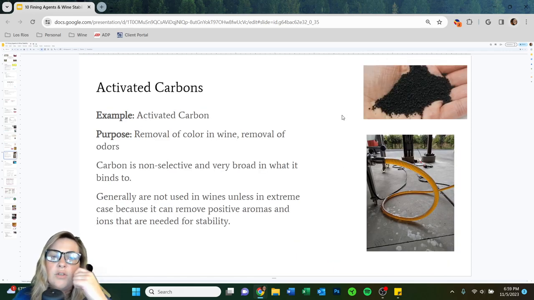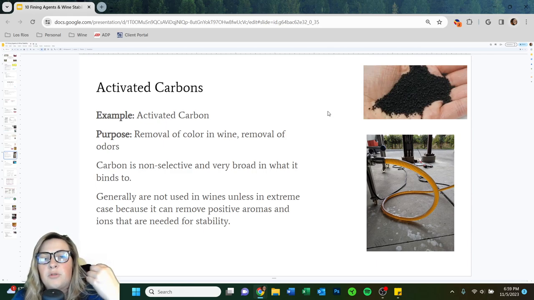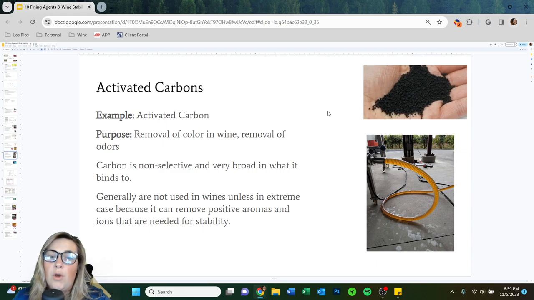Activated carbon, like we were talking about before in our pre-treatments lecture, helps remove color in wine and also removes odors. But carbon is a very non-selective, broad fining agent, so it just binds and reacts with everything. It's generally not used unless it's an extreme situation, because it can remove both positive and negative aromas. It's just very severe. It comes as a very fine black powder and makes a mess everywhere if you spill it. Be very careful.